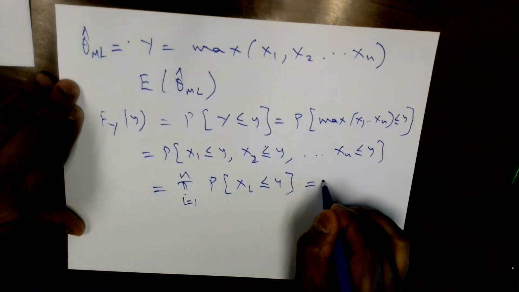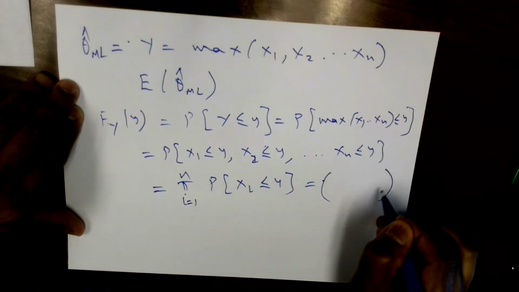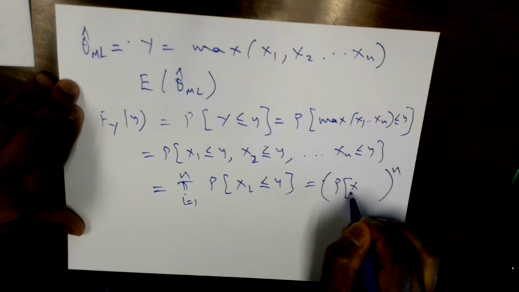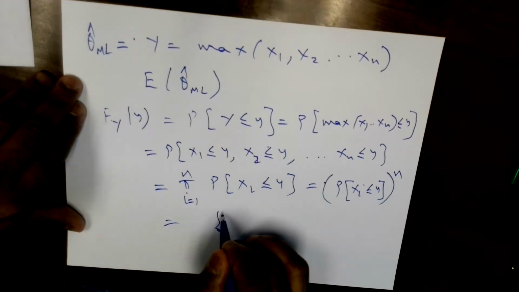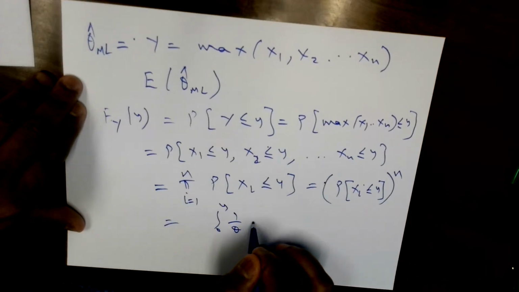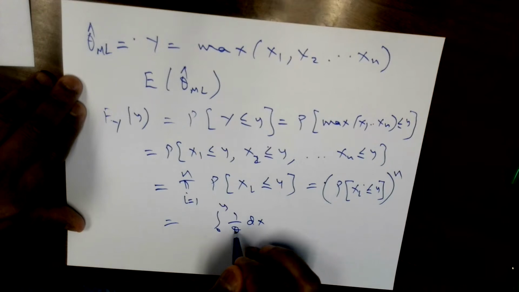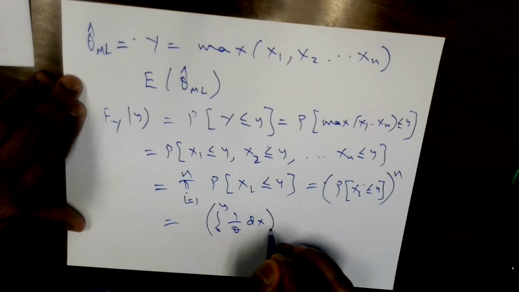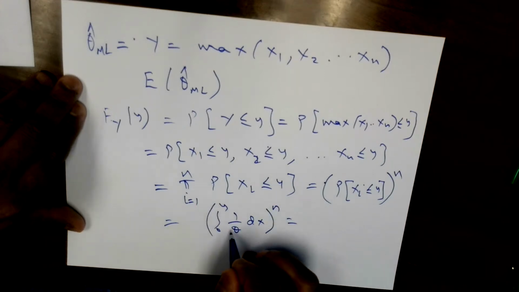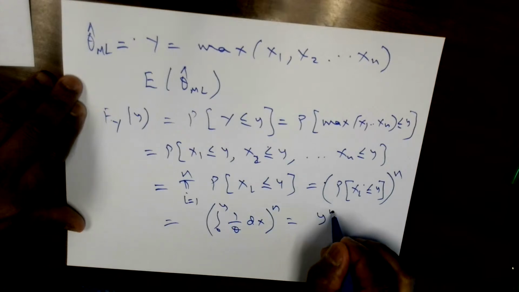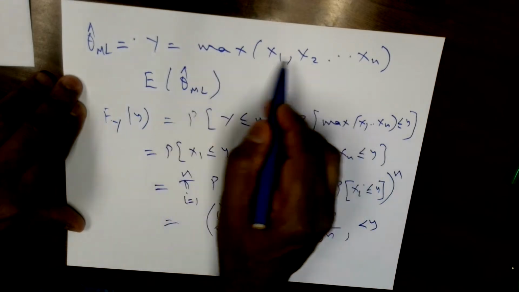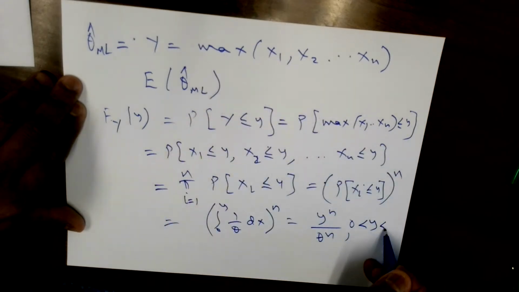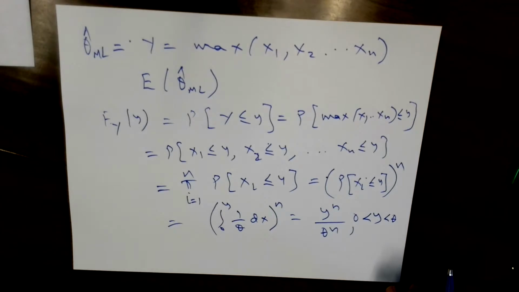But all of them are identical, so that's just the probability of any one of them, xi, being less than or equal to y, raised to the power n. That's nothing but the area from 0 to y of 1 over theta, which is the density function of x. So this comes out to be y over theta, so that's y^n over theta^n. Y, of course, is the maximum. Each one goes from 0 to theta, so that's the distribution function.